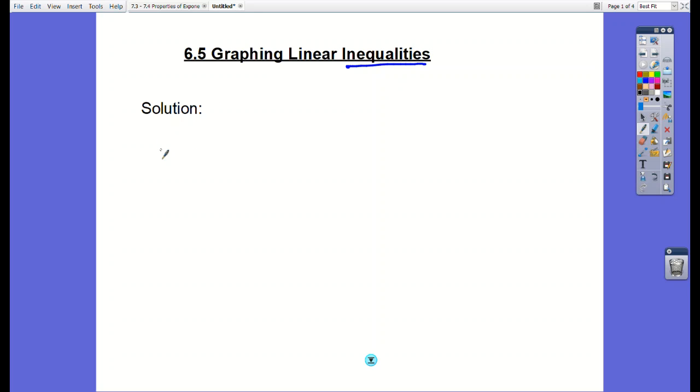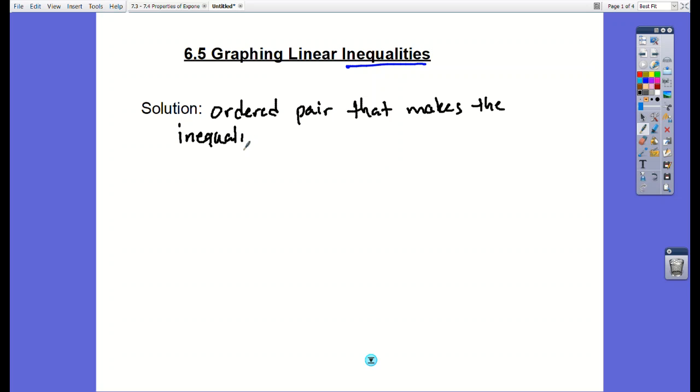So a solution, this is the same thing as before. For an inequality, this is going to be an ordered pair that makes the inequality true. Or as we've said before, in math terms, we say it satisfies the inequality. So that's what it means to be a solution.